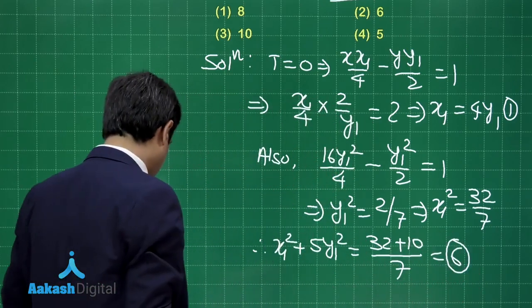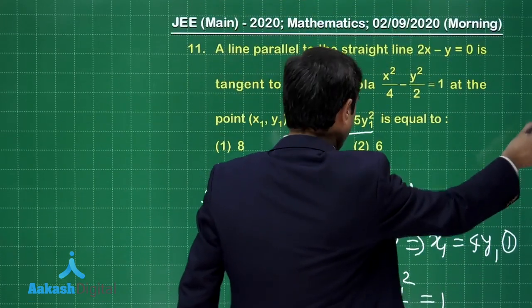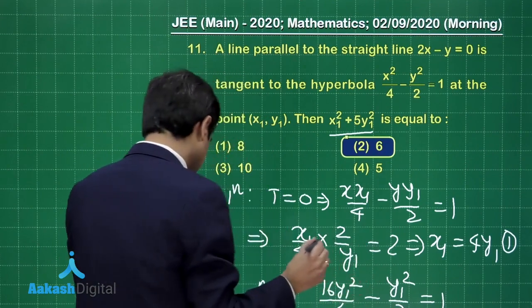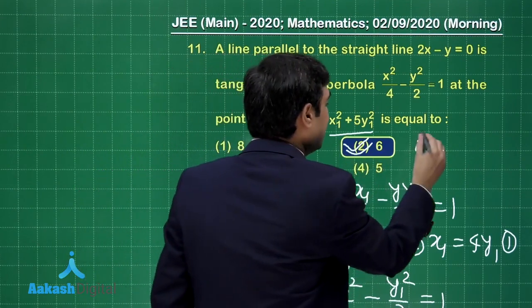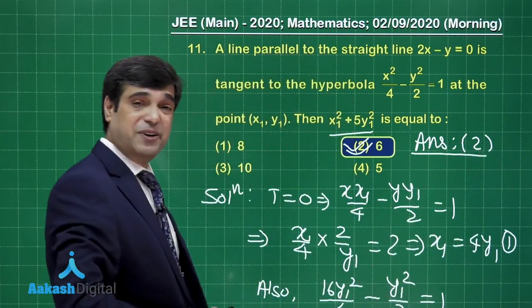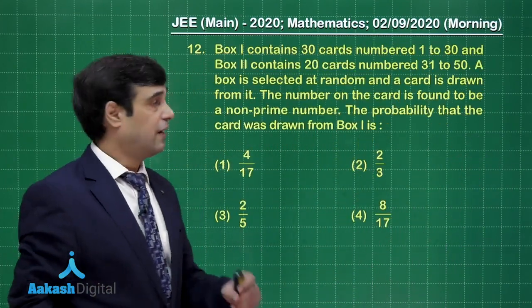So I'm sure this question is clear. Let's check out the correct one. Correct answer is 6, that is option number 2 as given. So let's mark and mention it as the required answer. So simple question from coordinate geometry. Let's move on to another one.